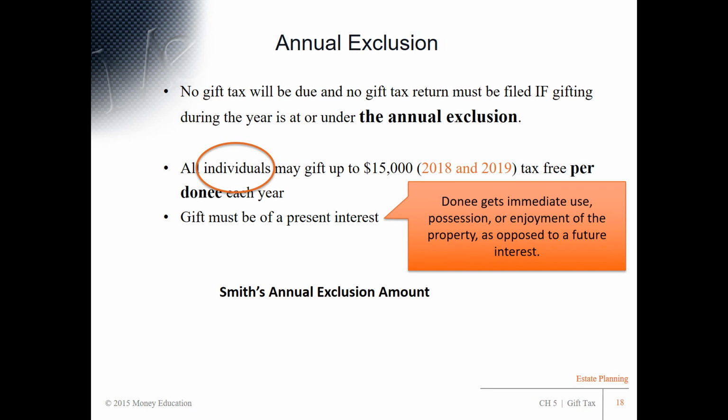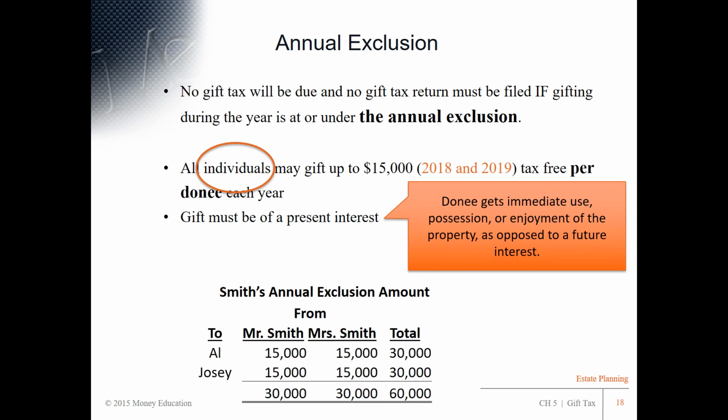So here's how the Smiths' annual exclusion amount is going to work. It's for each donor to each donee. So Mr. Smith can exclude $15,000 given to Al, $15,000 given to Josie. Mrs. Smith can exclude $15,000 given to Al, $15,000 given to Josie. So the Smiths, they can exclude $60,000 here without even filing a return or paying any gift tax. I mean, they could give $15,000 to as many people as they want. Right now, they're just interested in giving to Al and Josie.